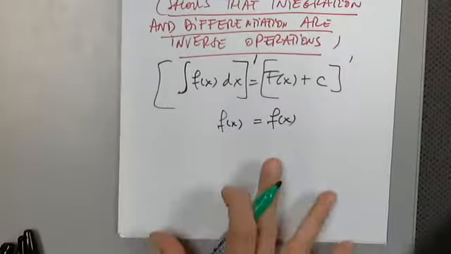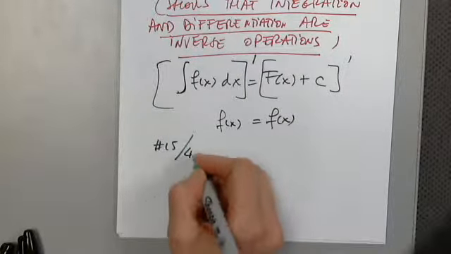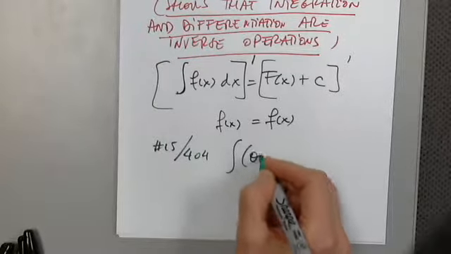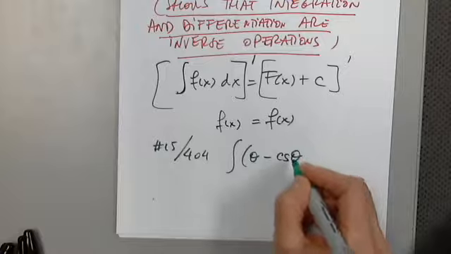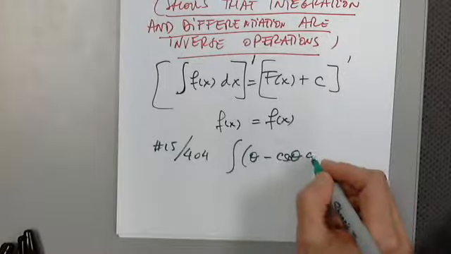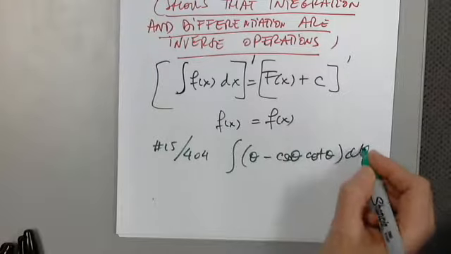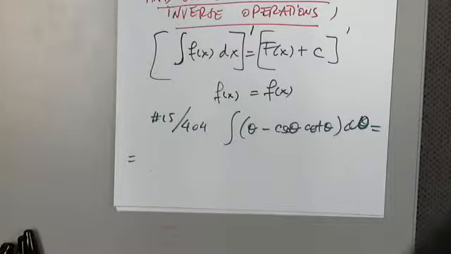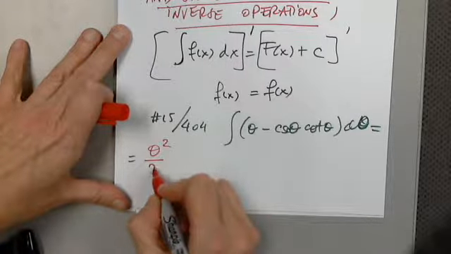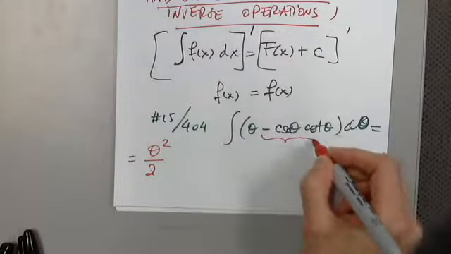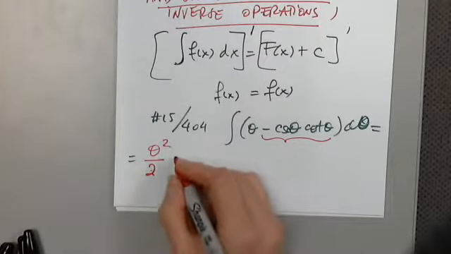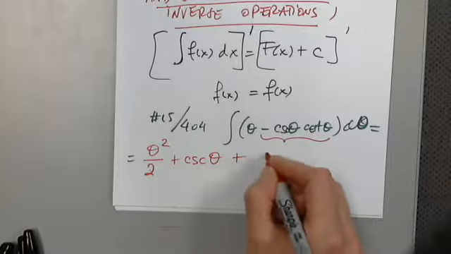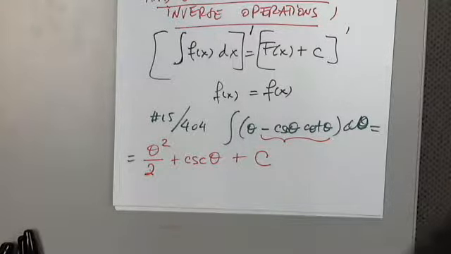Let's say 15 on page 404. The integral of theta minus cosecant theta cotangent theta d theta. Which function has derivative theta? Theta squared over 2. Which function has derivative negative cosecant cotangent? Cosecant. Yes, plus a constant C. Very good.